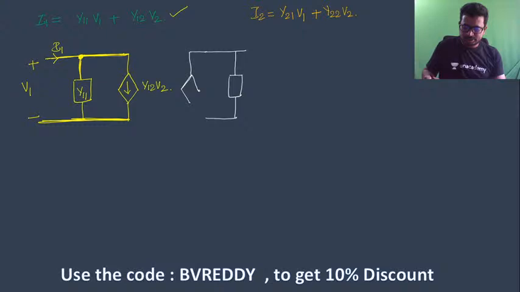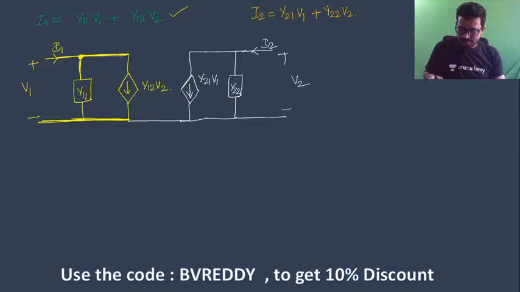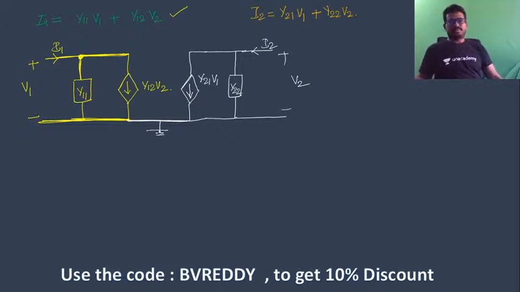Sum of entry currents equals the sum of leaving currents. I am calling this V2. This current is I2, and this is Y22, and this is the leaving current. What we can say, this is Y21 into V1. Join these two. If I join these two, then we can make it a common ground. Check it now. By applying KCL at this node, we can get this equation.